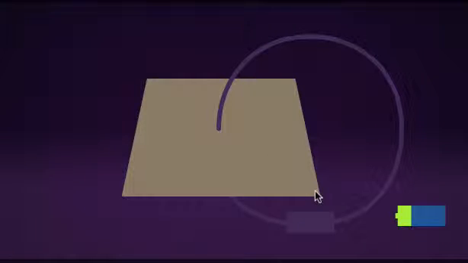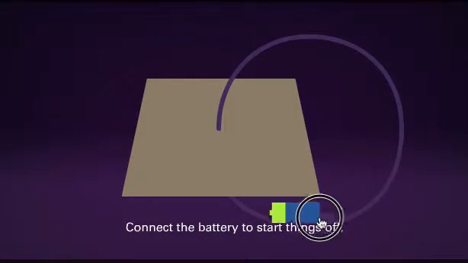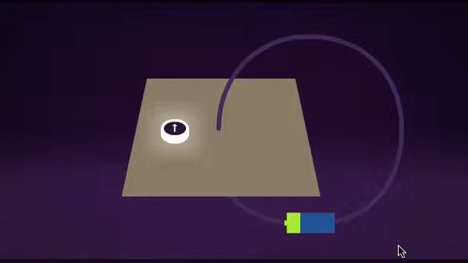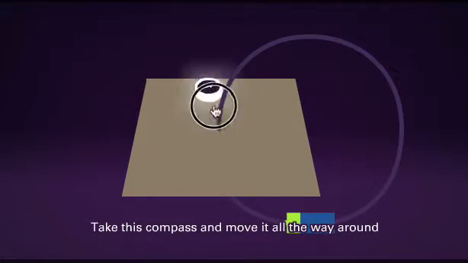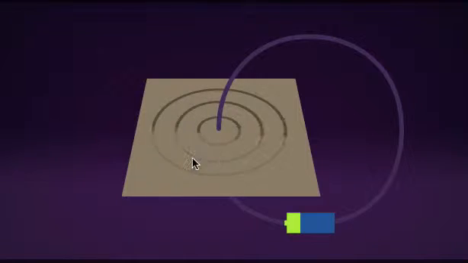Okay, moving on. Let's look at magnetism. In fact, electromagnetism. We can create a magnetic field just by running an electric current through a wire. Connect the battery to start things off. Good, it's working. Really, it's just that we can't see the magnetic field, but there is a way we can see its shape. A compass will point in the direction of the magnetic field. Take this compass and move it all the way around the wire and watch where it points. Well done. The electric current creates a circular magnetic field around the wire.